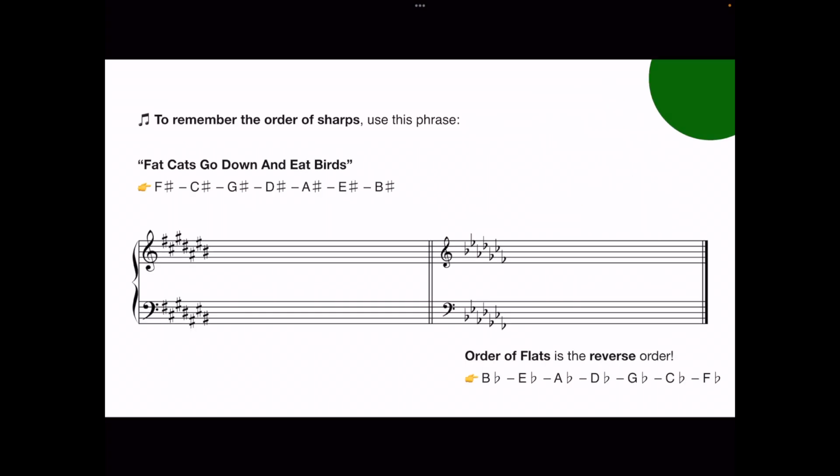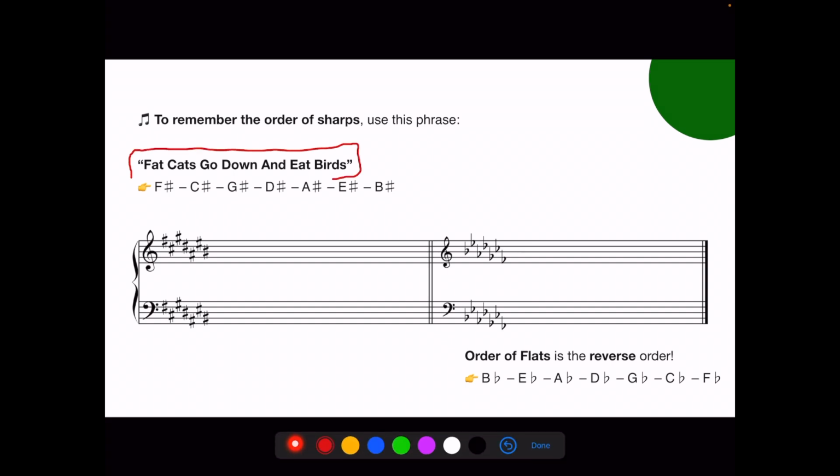So now that we know what a key signature is, is there a way that we should always write the key signature? Or I should say, is there a standard way to write the key signature? And the answer is a resounding yes. So what you have to remember is this little phrase: fat cats go down and eat birds. Okay, fat cats go down and eat birds.